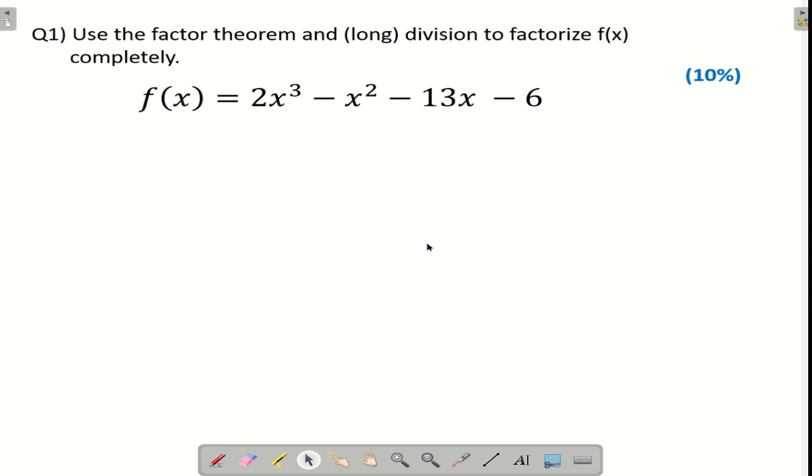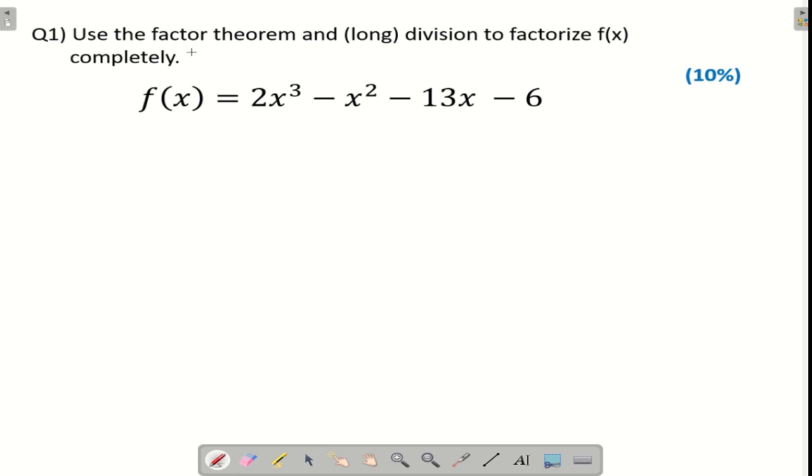Question 1. Use the factor theorem and long division to factorize f(x) completely, where f(x) is equal to 2x cubed minus x squared minus 13x minus 6. This question carries 10% of the marks.